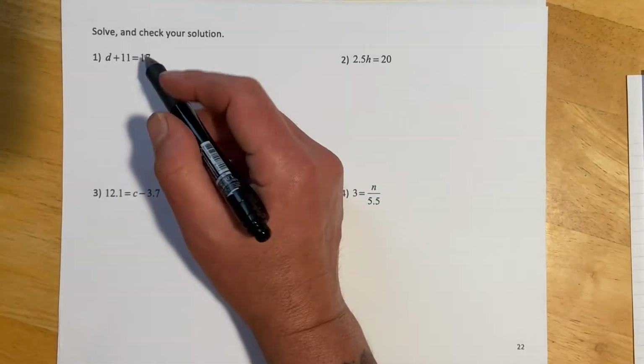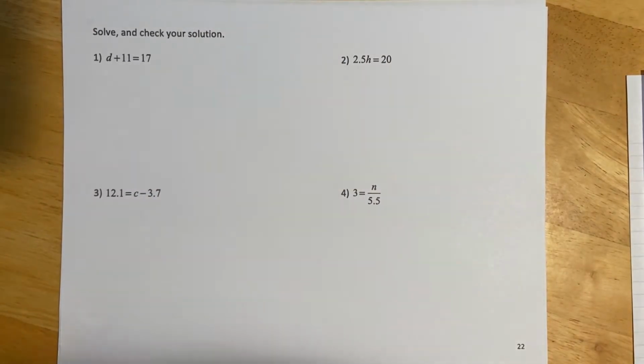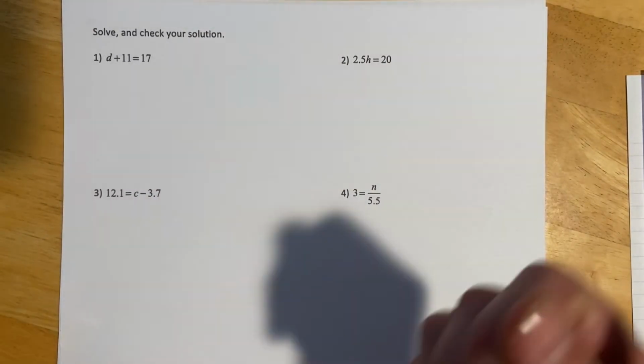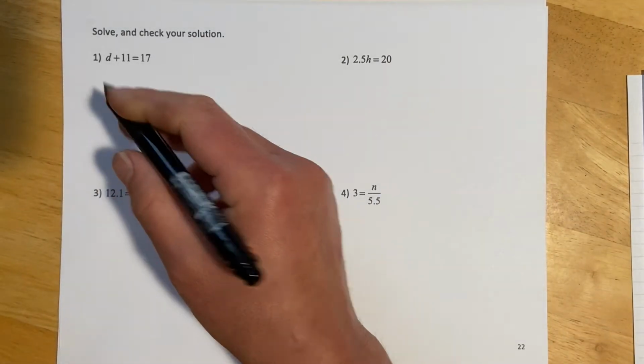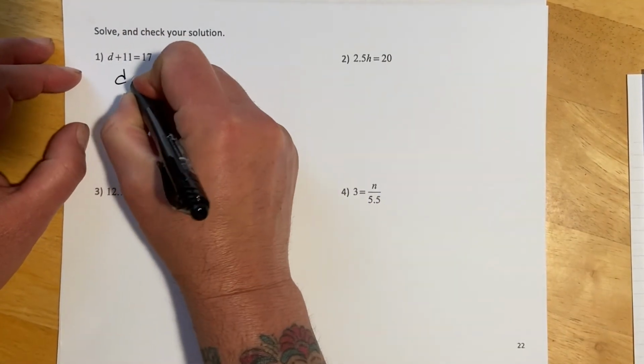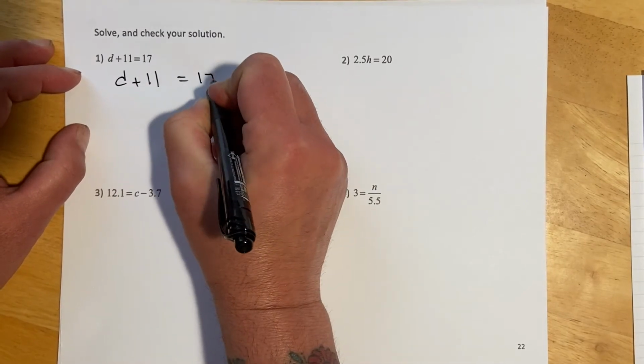Okay, so directions are solve and check your solutions. I'll check one, and then after that I probably won't show the check, but I'll show you what they mean. So this first one, let me write this a little bit bigger. D plus 11 equals 17.